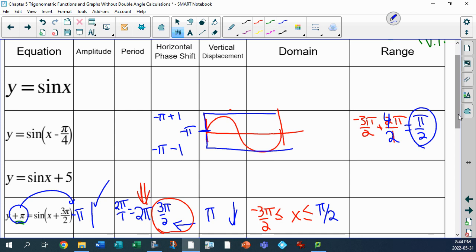Our range goes from minus pi minus 1 to 2 minus pi plus 1. That's how you do it.